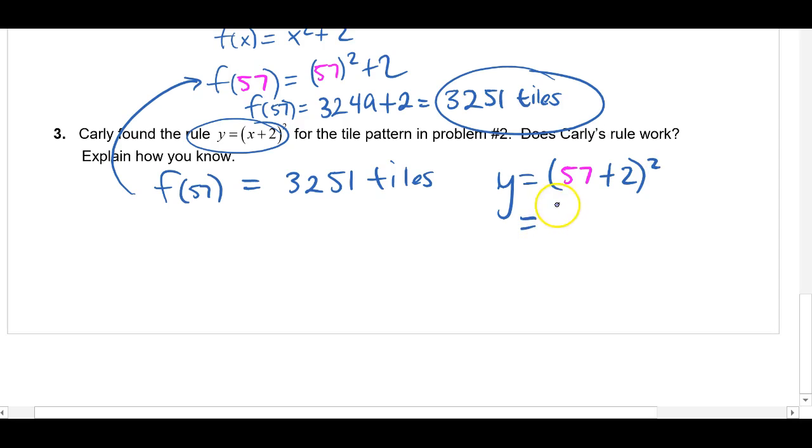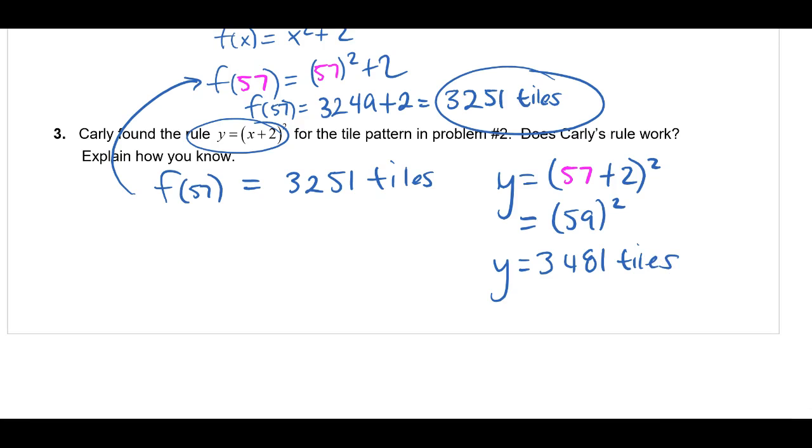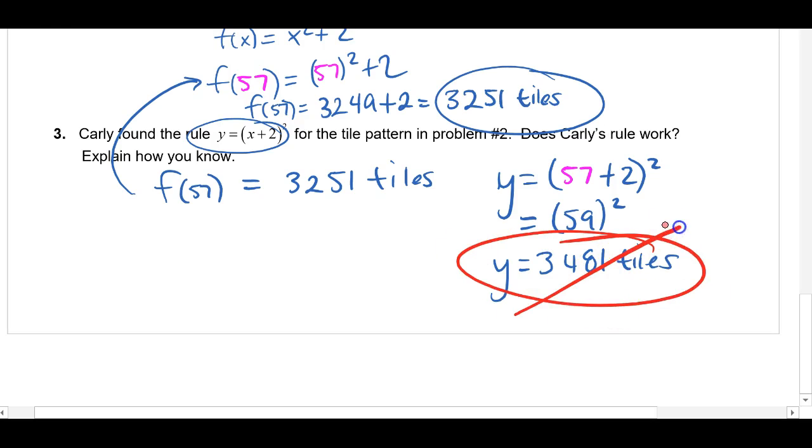So now 57 plus 2, 59. And then let's do 59 squared. I'll pull up my calculator here. 59 squared is 3,481 tiles. And that is not the same as what we found with the rule that we made. So that does not work. This is correct. So her tile pattern does not work.